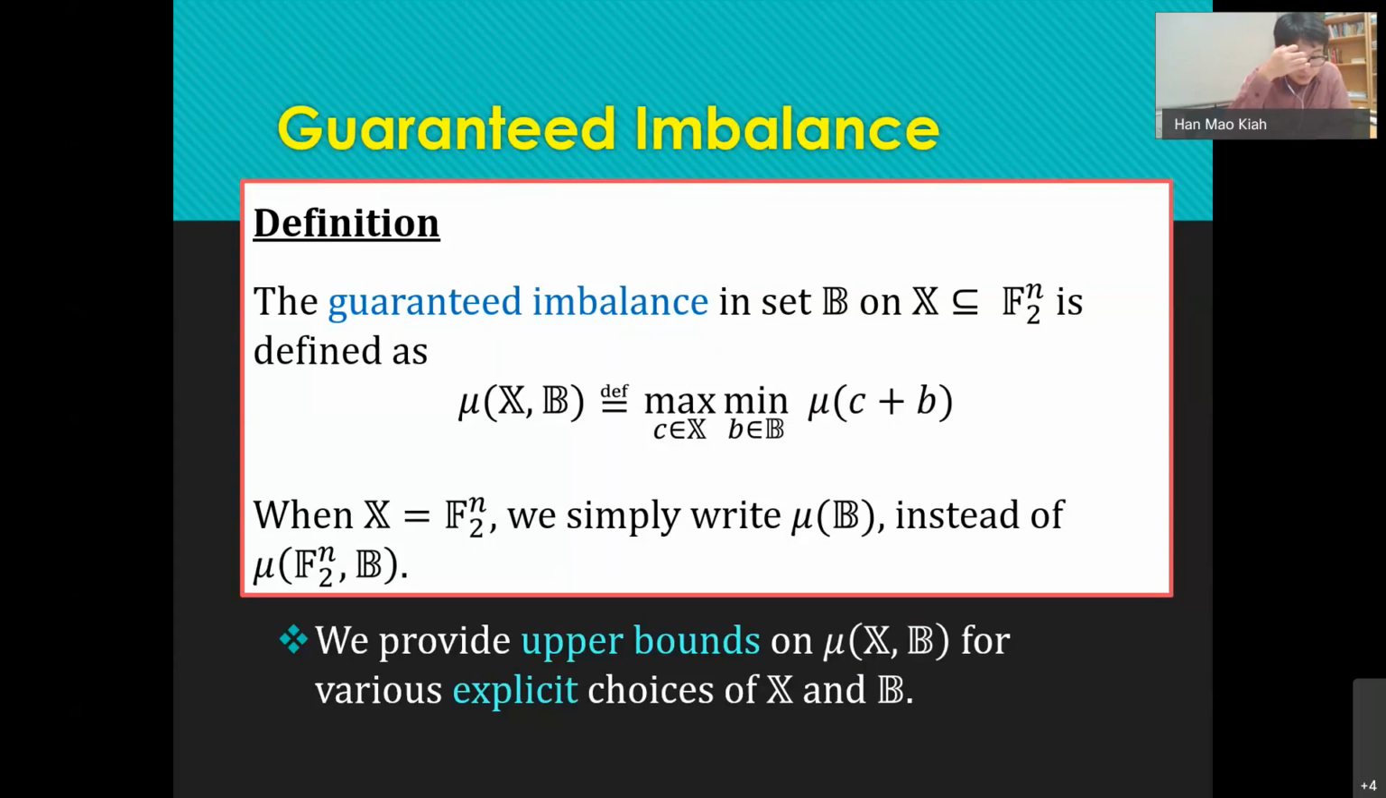So what we do in this work is to try to derive upper bounds on the guaranteed imbalance for explicit choices of X and B. So no random choice here.